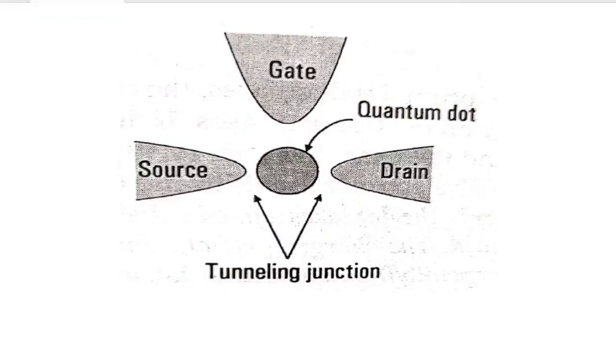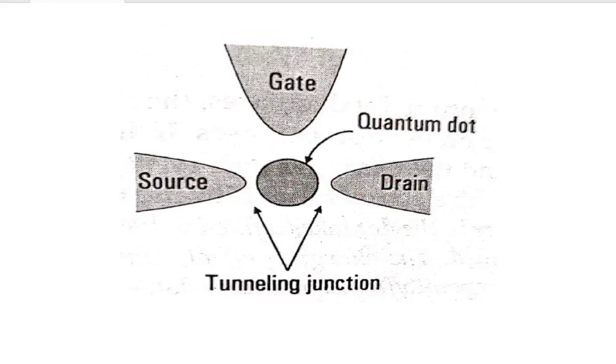So this is the basic structure of SET. The schematic structure of SET is the same as that of conventional MOSFETs. There is source, drain and gate, and SETs have tunneling junctions, that is the potential barriers, in place of the PN junctions of classical MOSFETs, and a quantum dot in place of the channel region of the MOSFET. So here the movement of electrons will be from source to drain through this quantum dot.